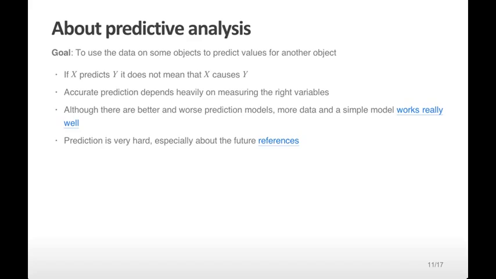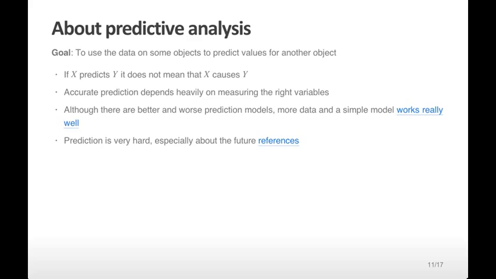Accurate prediction depends heavily on measuring the right variables. Trying to predict without the right variables will often lead to very low prediction accuracy. Although there are better and worse prediction models, more data and a simple model tends to work very, very well. This is a link to a presentation called The Unreasonable Effectiveness of Data that shows that a very simple model with a lot of data can end up having a very high prediction accuracy.